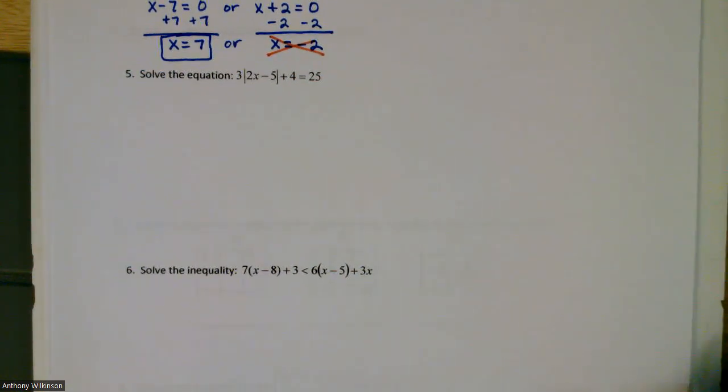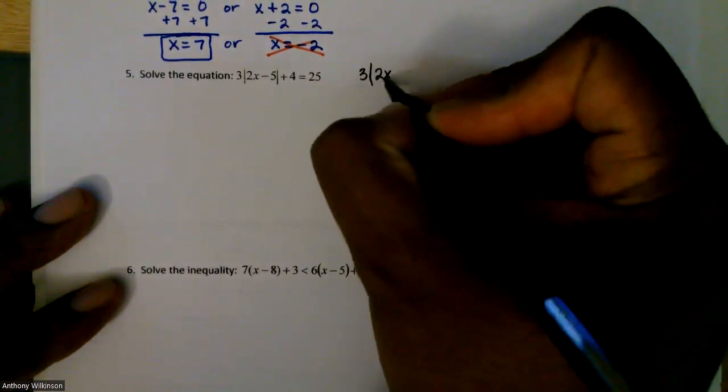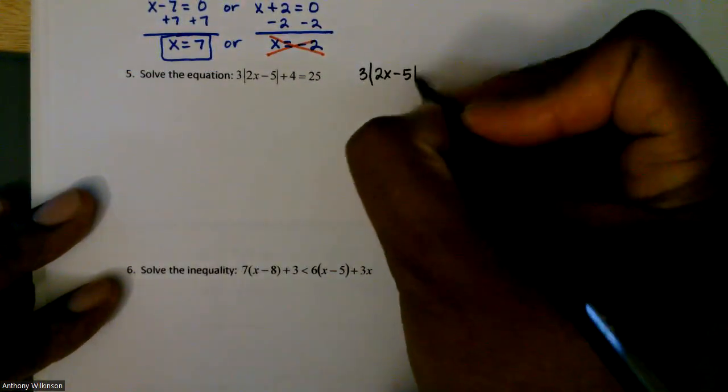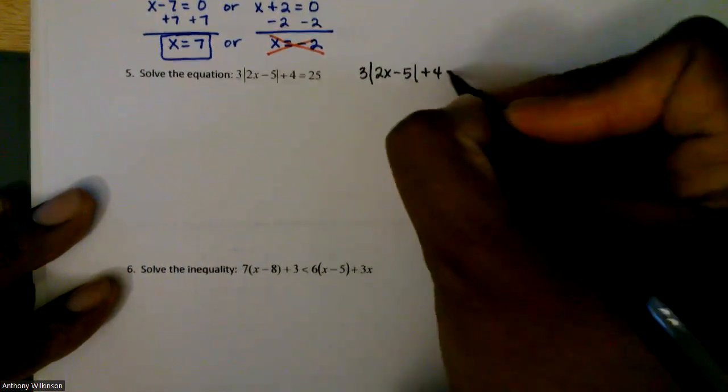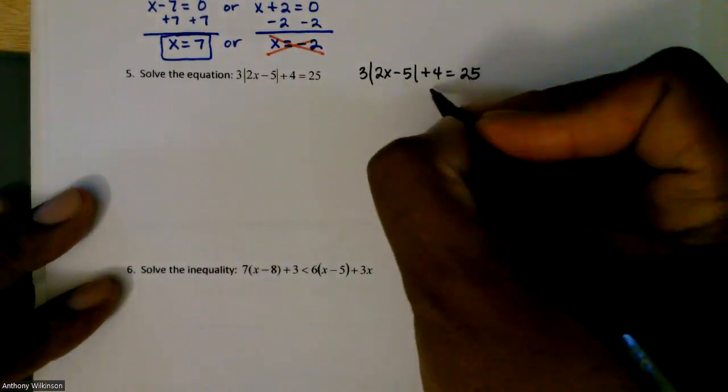is to solve the system. I mean, not the system, solve the equation, which is an absolute value equation, by the way. There's 3 times the absolute value of 2x minus 5 plus 4 is equal to 25. All right, so in this case here, I would need to get the absolute value by itself. That means I need to move the 4 over to the opposite side and get rid of the 3 that's in front. So to move the 4 over, I'm adding 4.